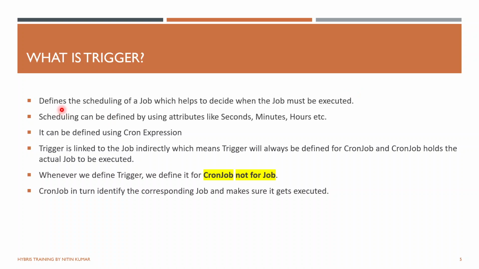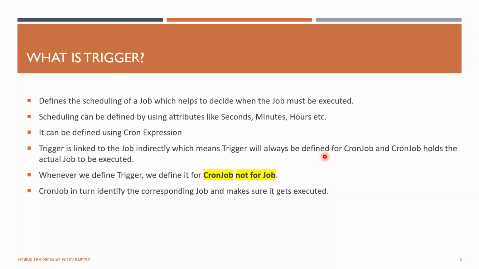Basically, a trigger defines the scheduling of a job, which helps to decide which job must be executed. Scheduling can be defined by using attributes like seconds, minutes, hours, etc. It can be defined by using a cron expression. So a cron expression is a way in which we can configure a trigger. A trigger is linked to the job indirectly, which means that a trigger will always be defined for a cron job, and the cron job holds the actual job to be executed.